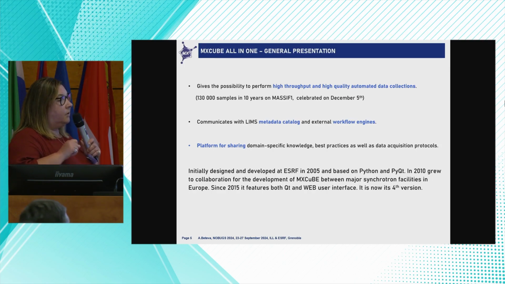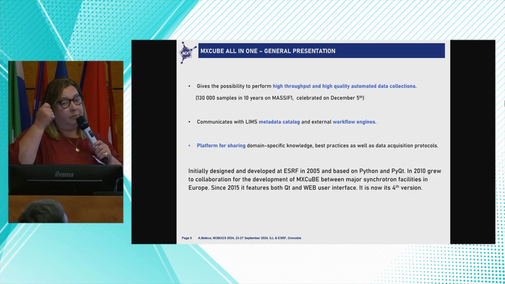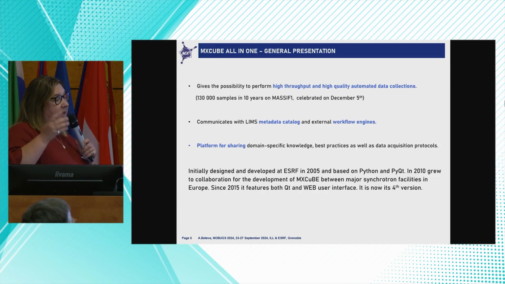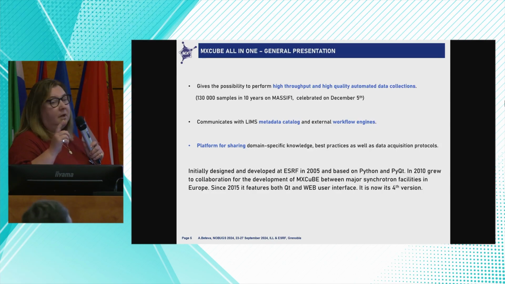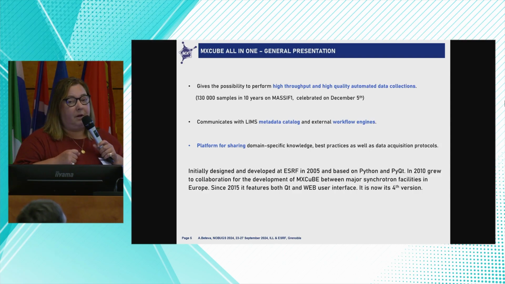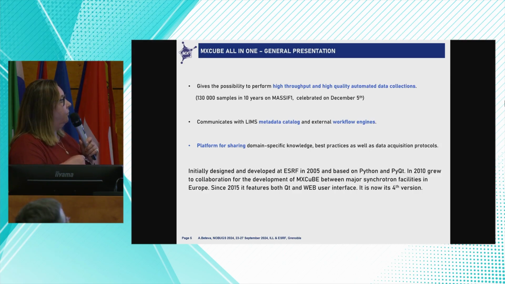And there is a slight difference between going fast and going automated and unattended. Here at ESRF, for example, quality goes at higher priority than speed, but the speed comes with it. And also, MXCube is talking to a metadata catalog, which is LIMS. And tomorrow, you'll hear a talk from my colleague Marjolaine Baudin to see how it communicates with this metadata catalog.